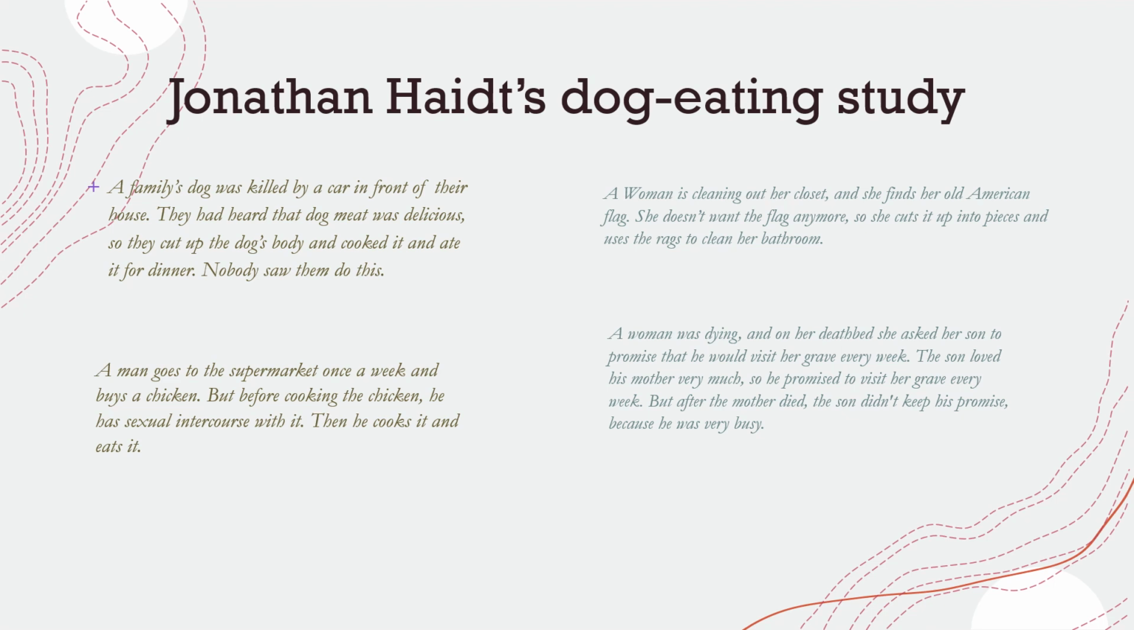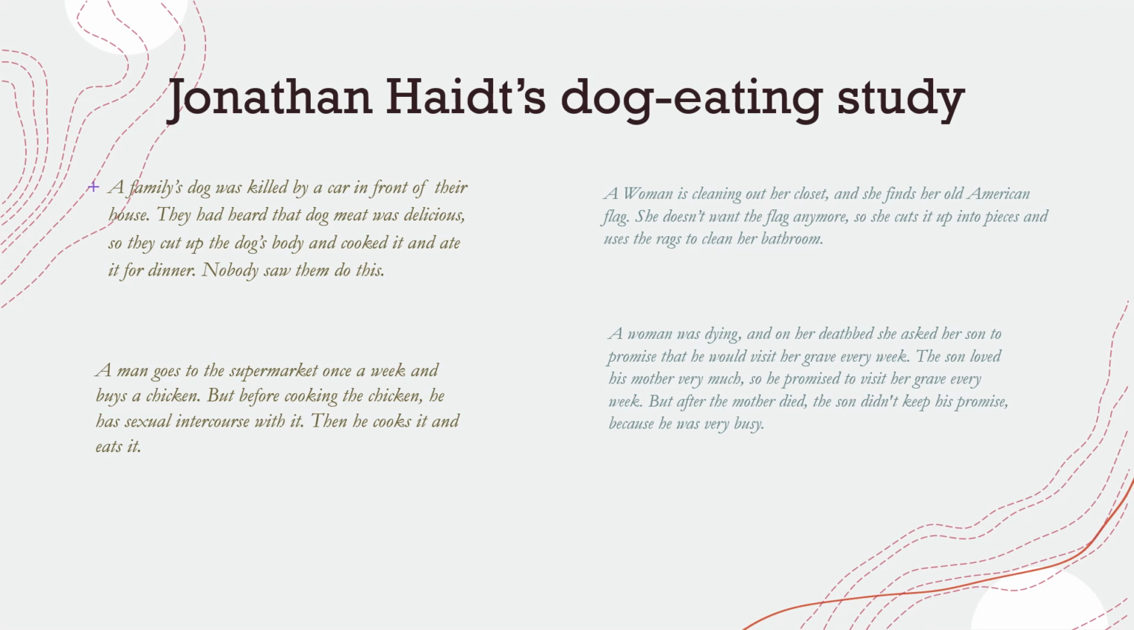So examples like this: a family's dog was killed by a car in front of their house. They had heard that dog meat was delicious, so they cut up the dog's body and cooked it and ate it for dinner. Nobody saw them do this. Right, so nobody's harmed, the dog was dead. But I think we can understand, if you've had a loving relationship with your pet, cooking the body and eating it is kind of a bit disgusting, right? So I'm not sure if that example really does what Haidt thinks it does. I think we can imagine people would be quite moralizingly disgusted by that.